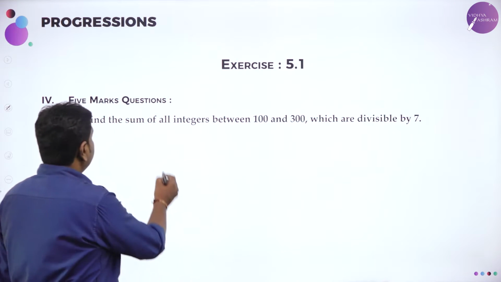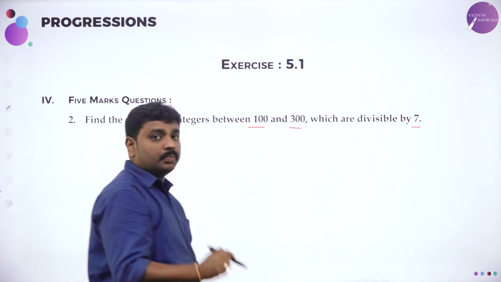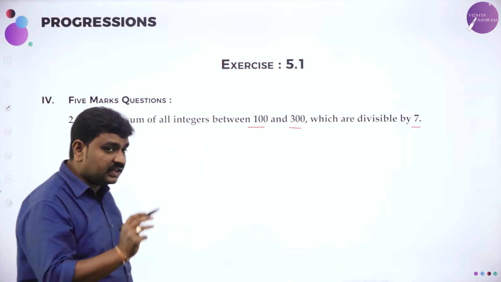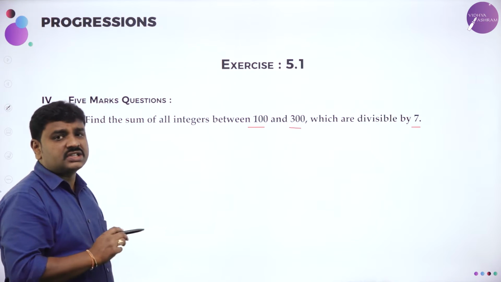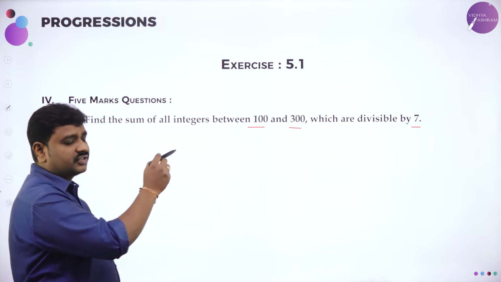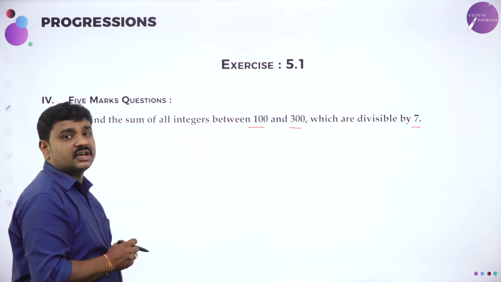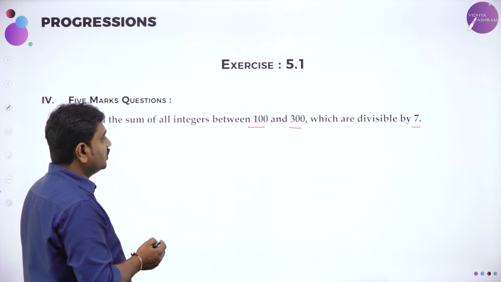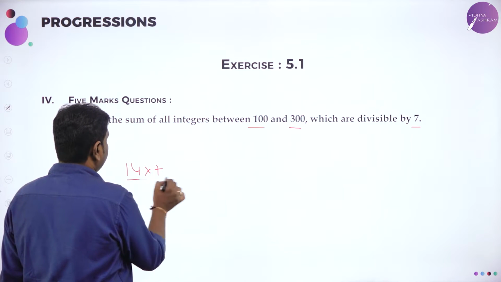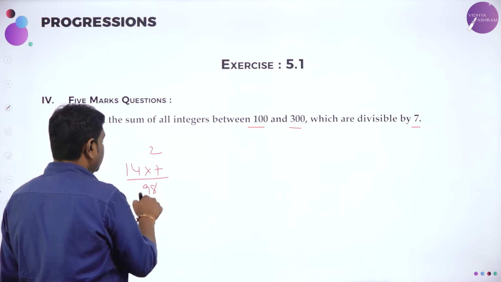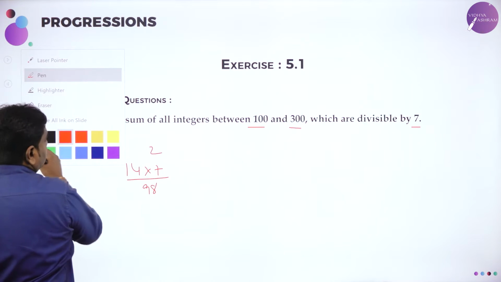Next, find the sum of all the integers between 100 and 300 which are divisible by 7. So first, the number which is divisible by 7 after 100. 100 is not divisible by 7. So 7 tens are 70, 12 sevens are 84, and 13 sevens, okay, 14 into 7. What is 14 into 7? 7 fours are 28, 7 ones are 7, plus 1, 98. So 98 is divisible by 7.